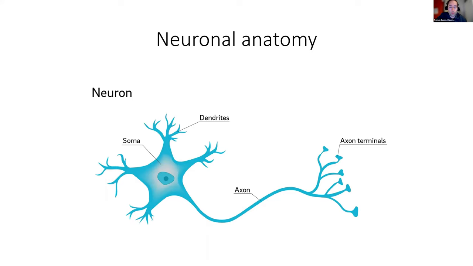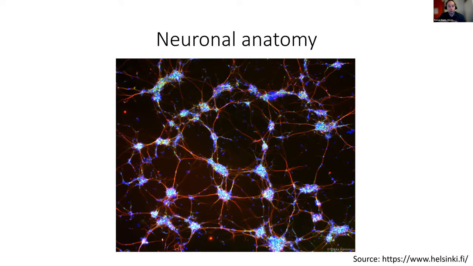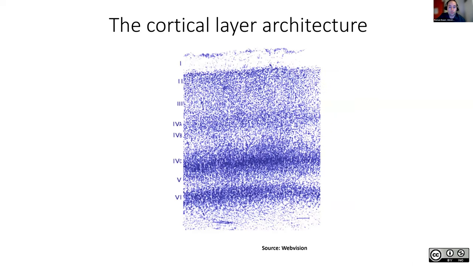For those who may not know the neural structure very well, neurons are composed of a cell body or soma, and then there are axons and dendrites, which allow neurons to communicate with one another. And these neurons form very complex biological neural networks.